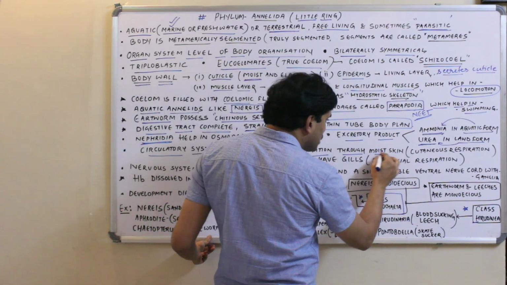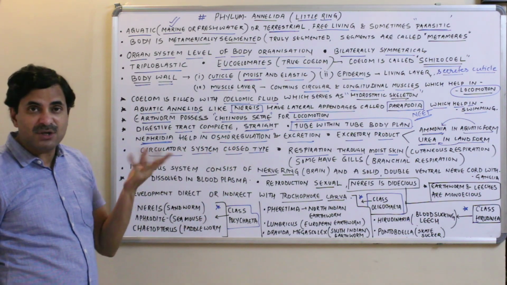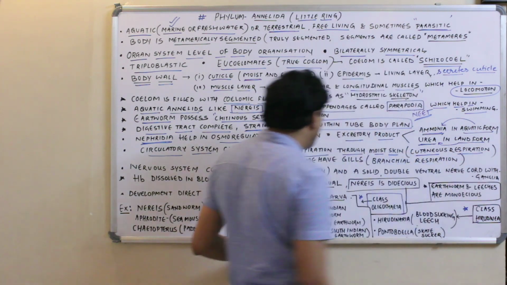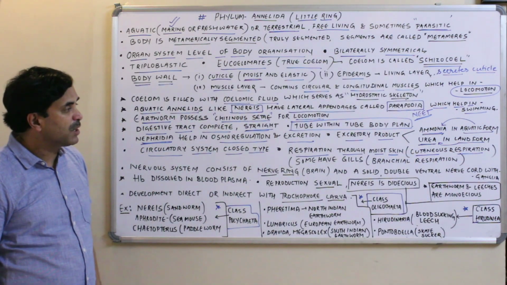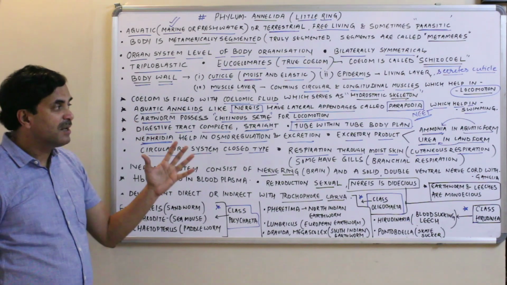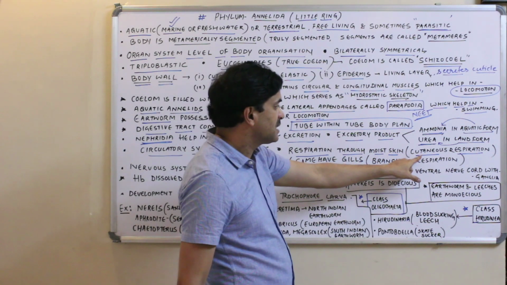Respiration in them occurs through the moist skin. It is a popular type of respiration found in earthworms, known as cutaneous respiration. Always remember that the skin of the earthworm is moist, and respiration occurs through this moist skin. When respiration occurs through the moist skin, it is called cutaneous respiration.